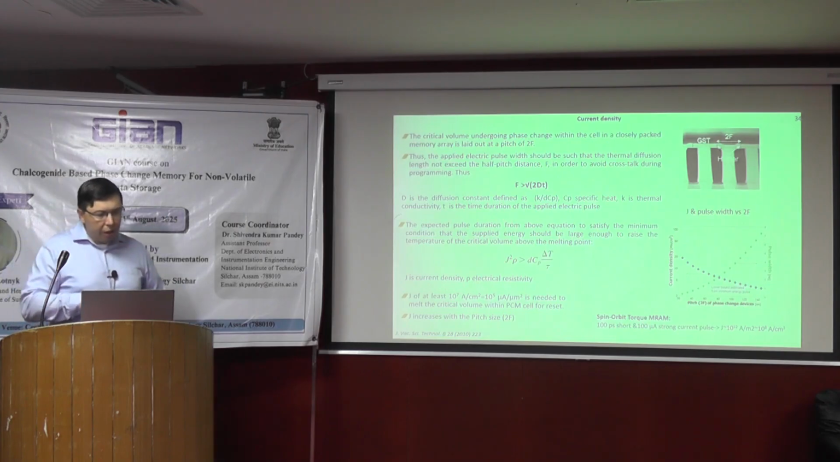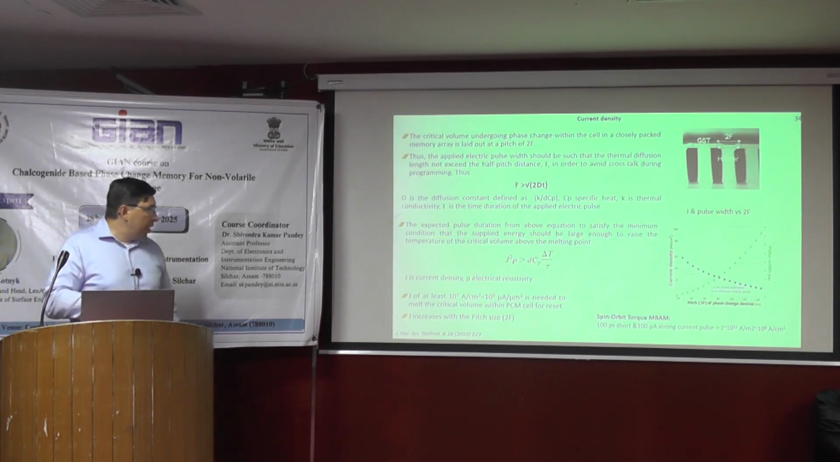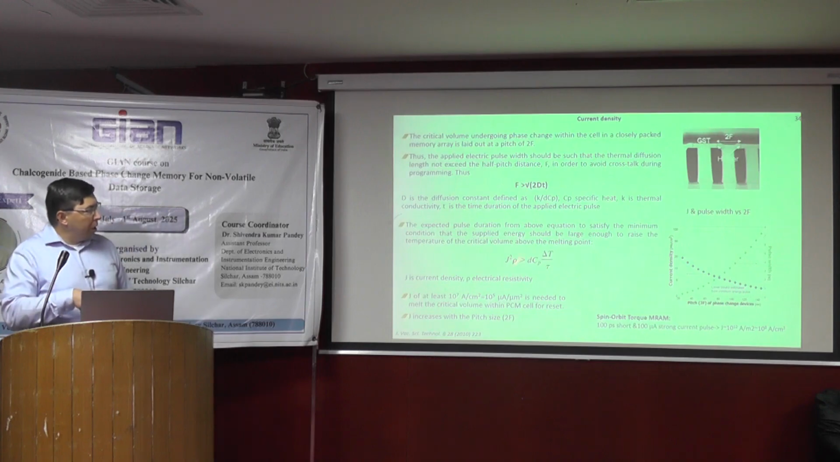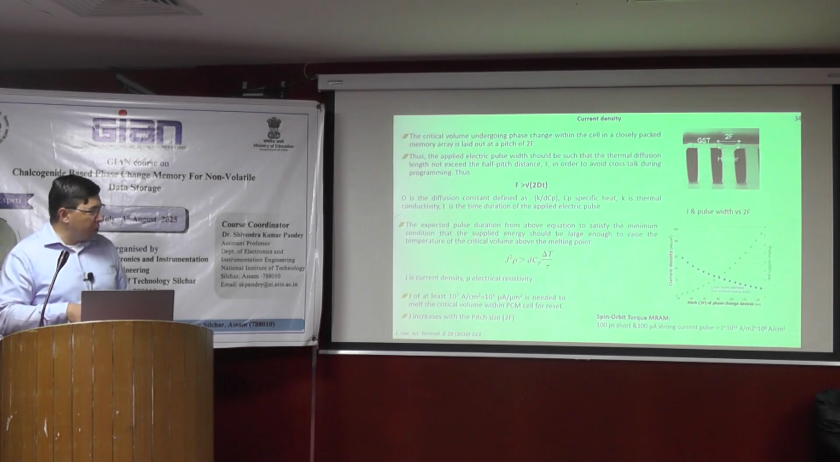So just think about it, the expected pulse duration from the above equation to satisfy the minimum condition that the supplied energy should be large enough to raise the temperature to the critical value above the melting point. We get this equation, and now this is the yield, this is the current density, and rho is the electrical resistivity. If we put some material values into this equation, we find that we need a high current density to switch the volume of our phase change memory cell.